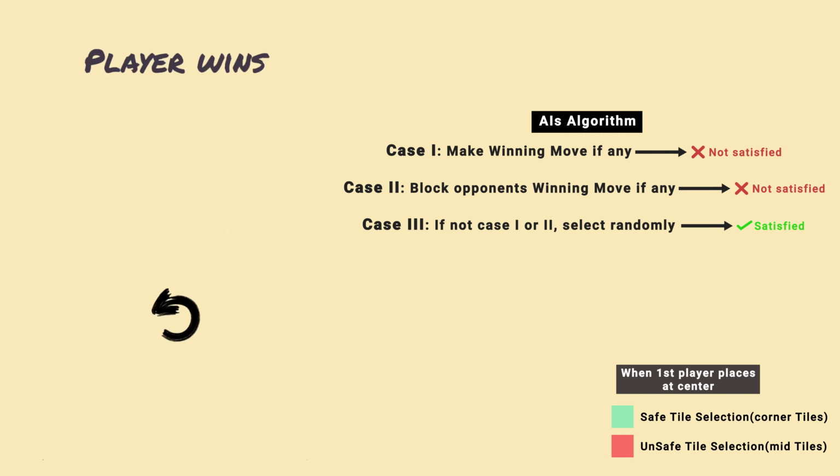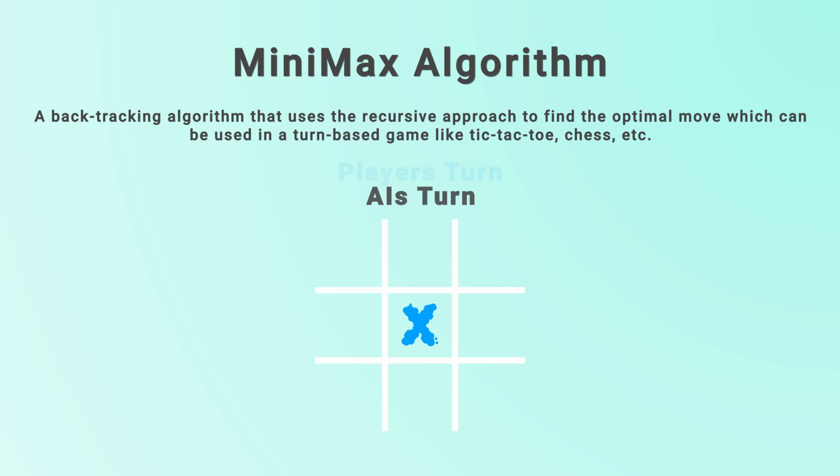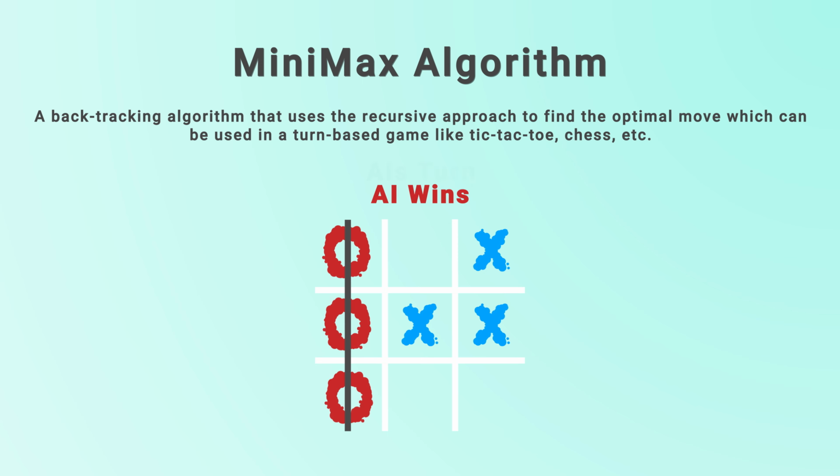Next, we'll build the smart AI opponent using the Minimax algorithm. It's a backtracking algorithm that uses a recursive approach to find the optimal move, and can be used in turn-based games like tic-tac-toe, chess, etc. By using this algorithm, the AI will play every possible move from the given match state and choose the optimal move. By following this approach, the AI can always win if that is possible, of course.